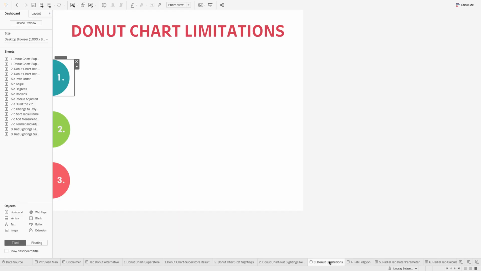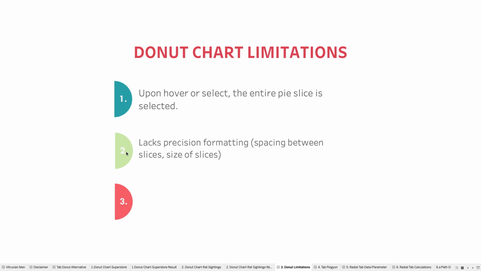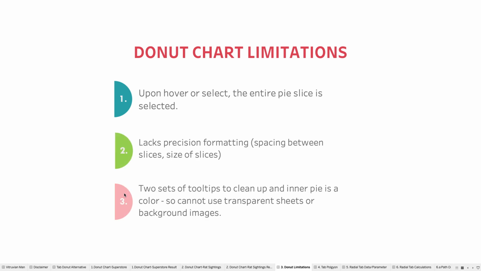Okay, cool. So as we've talked about, there's some limitations for this. Upon hover or select, the entire pie slice is selected. That's super annoying. It lacks precision formatting, so the spacing between slices and the size of the slices is really difficult. That slider for size is not very precise. And you've got these 2 sets of tooltips you have to clean up. And the inner pie is a color, so you can't use a transparent sheet or a background image in that space.